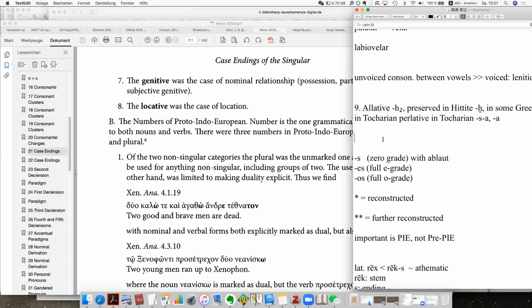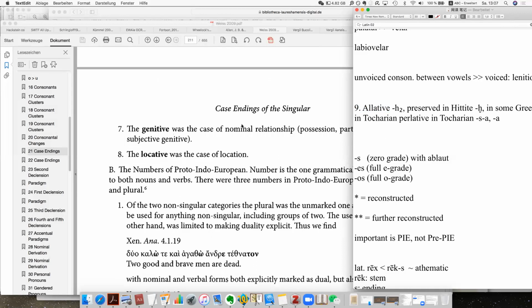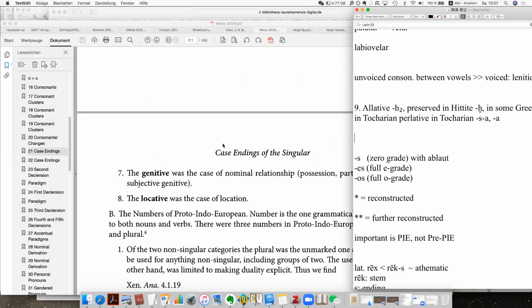But pay attention: the names of the cases can be different in different languages. For example, a lot of you have already learned Greek, and you know that in the Greek system there are only 4 or 5 cases, counting the vocative as an independent case. So it combined several cases together and uses the same form to express different meanings.